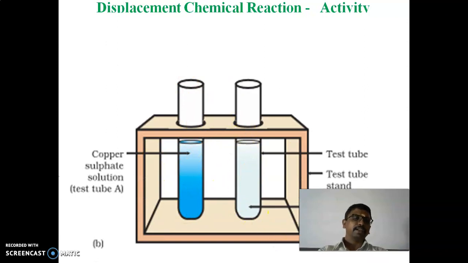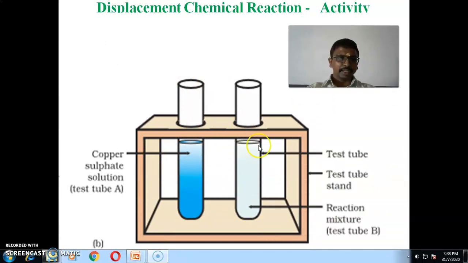iron sulfate. Here you can see the color of this test tube. The blue color of the copper sulfate solution is converted to light green color. It will be converted to iron sulfate. So this is the reaction taking place.